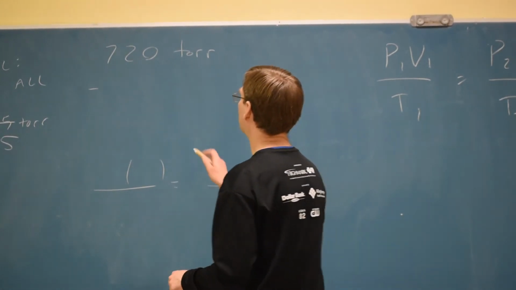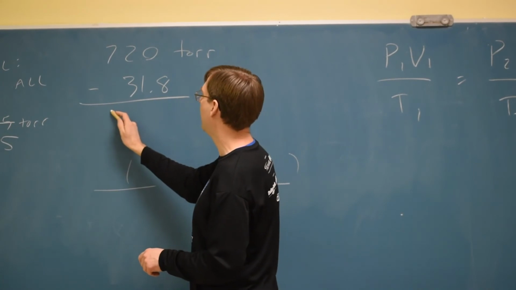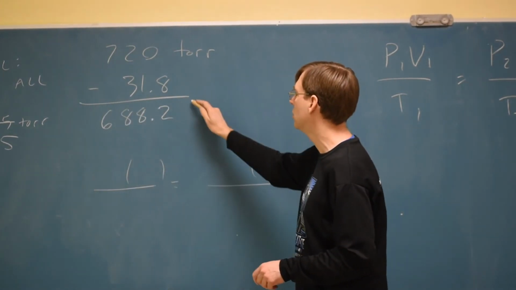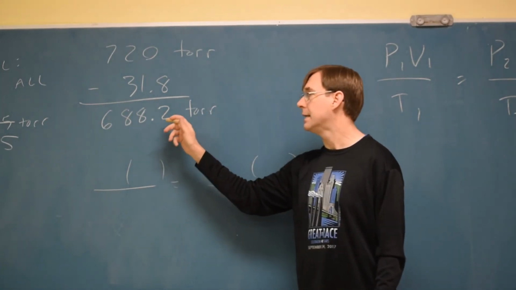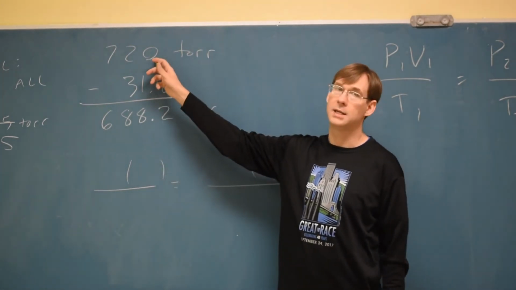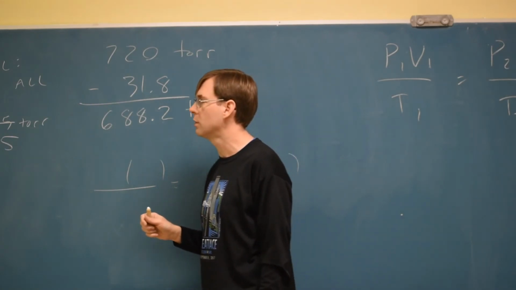But for this, we are subtracting 31.8, and then it is 688.2 torr. That is the dry pressure. This 688.2 is going to go in the equation. 720 cannot. Okay, so that's again our modifications before we do the stories today.